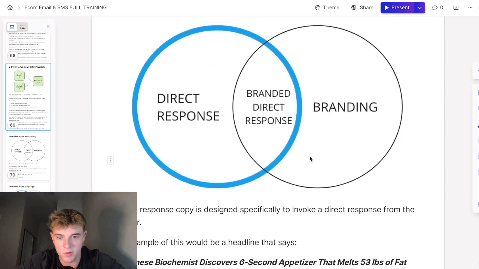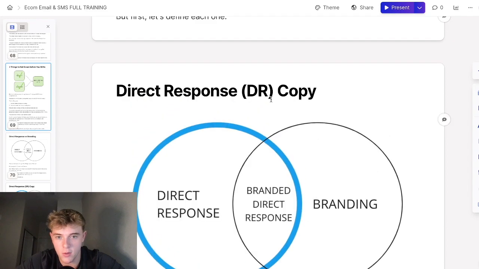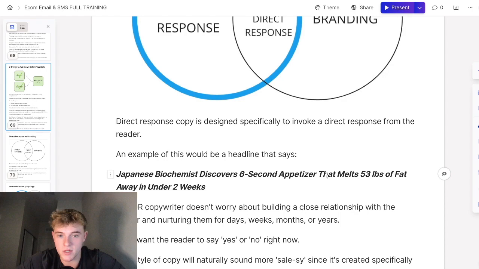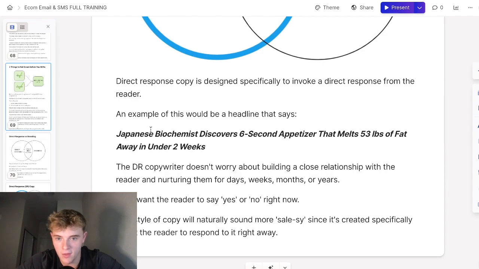So first, direct response copy. Some people will call it DR copy. Direct response copy is designed specifically to invoke a direct response from the reader. So I'm going to look at an example of this. It would be a headline that says, Japanese biochemist discovers 6-second appetizer that melts 53 pounds of fat away in under 2 weeks.